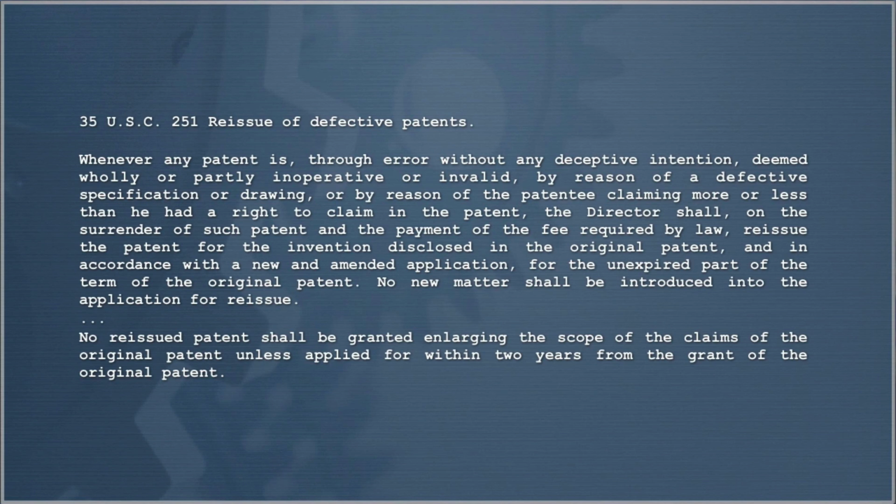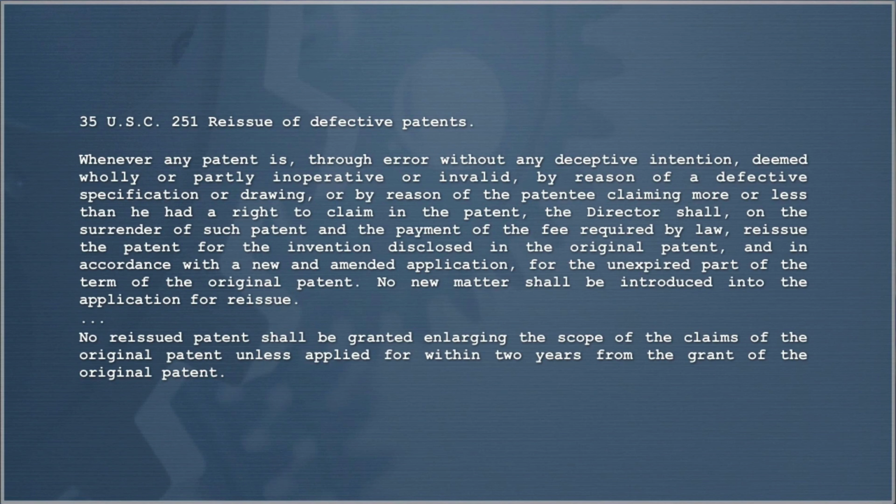So reissue is found in section 251, right? And the basic regime here is that whenever a patent is through error without any deceptive intent, deemed wholly or partly inoperative or invalid by reason of a defective specification or drawing, or by reason of the patentee claiming more or less than he had a right to claim in the patent, the director shall, on the surrender of such patent and the payment of the fee, reissue the patent for the invention disclosed in the original patent, and in accordance with a new and amended application for the unexpired part of the term.